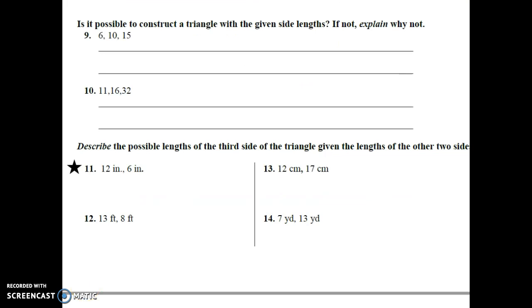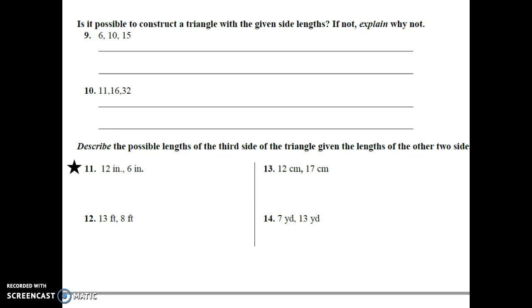The next chunk of problems talk about triangles in general, and you need to decide if the numbers given even make a triangle. For 9 and 10, you're looking at those sides, and remember the most important are the 2 shortest have to be more than the longest. So that really is your focus, but remember the definition is the sum of any 2 sides is more than the third side. For question number 11 here, it says describe the possible lengths of the third side of the triangle, given the lengths of the other 2 sides.